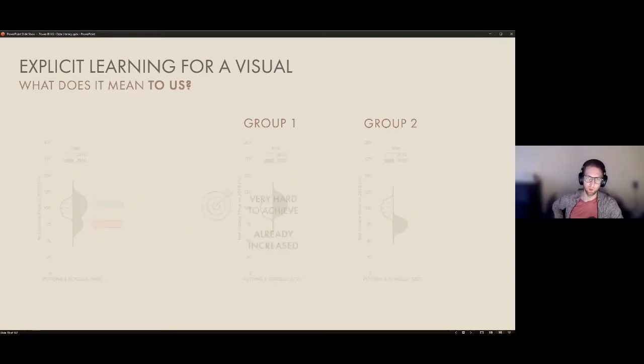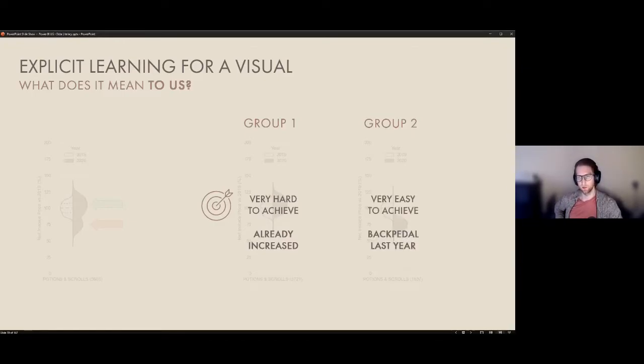In our plan, what this means is that it's very hard for the salespeople who are dealing with customers in group one to achieve their targets. Remember, these customers already experienced a price increase. If then the salespeople are motivated or incentivized to try to push these customers to increase prices again, it's going to be a pretty hard ask.